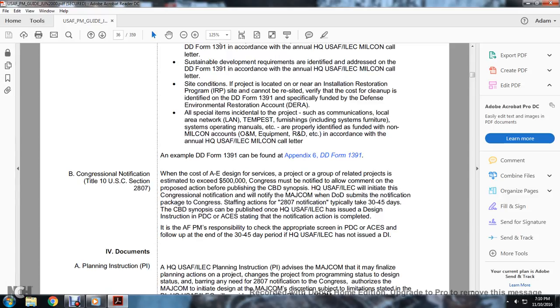Air Force Engineering Corps will initiate the congressional notification and notify the Major Command. The Department of Defense submits the notification package to Congress staff, with a typical notification time of 30 to 45 days. The CBD synopsis can be published by the headquarters U.S. Air Force Engineering Corps once a design instruction from the PDC states that the notification action is completed.